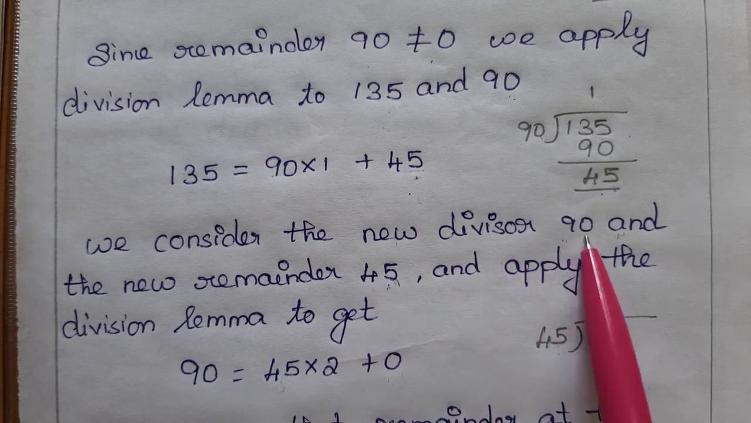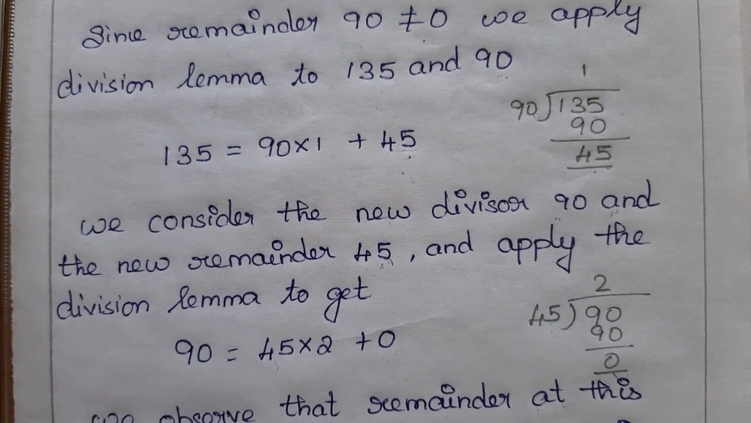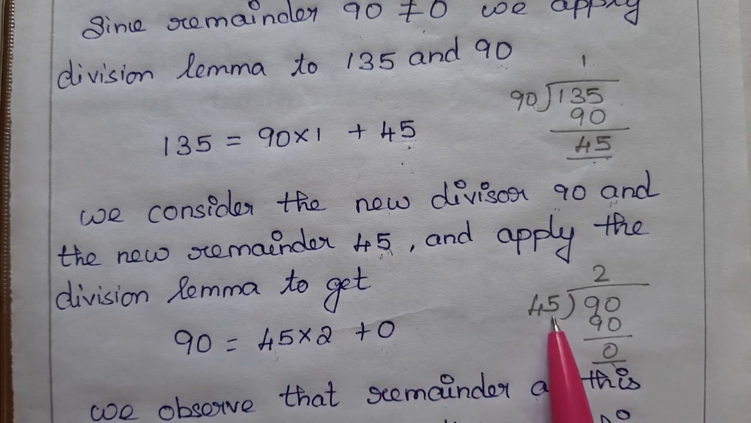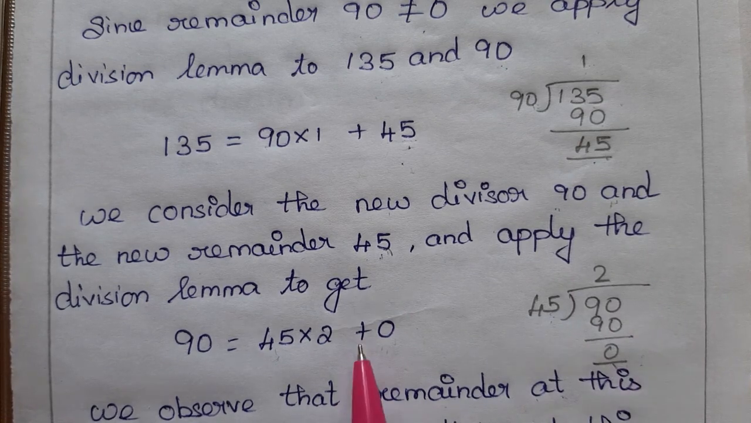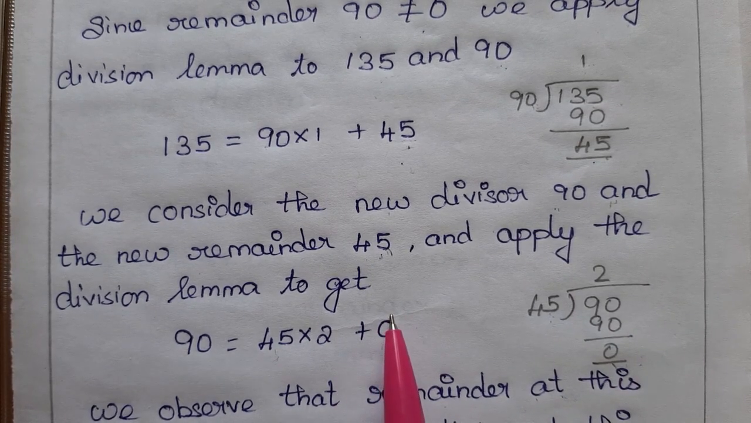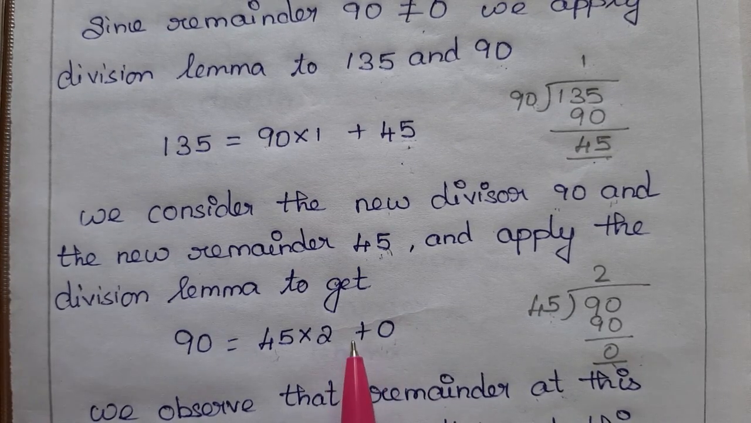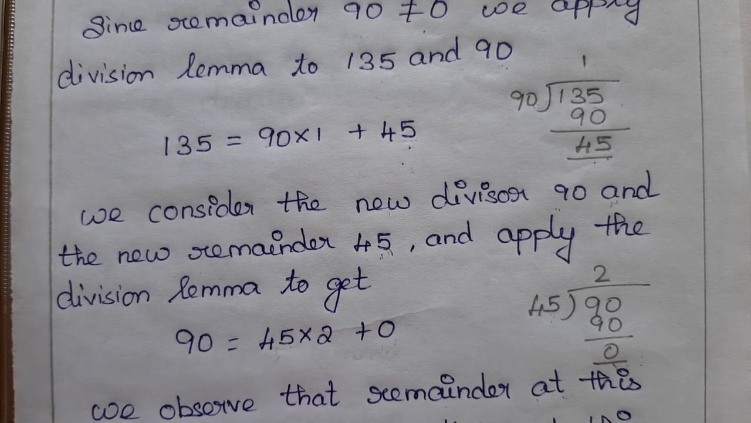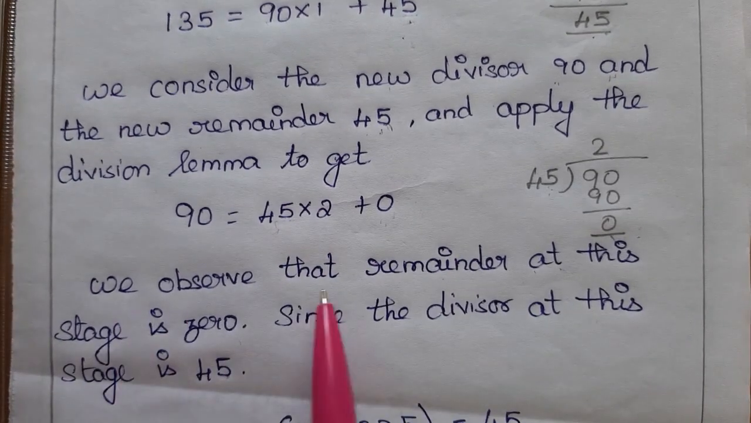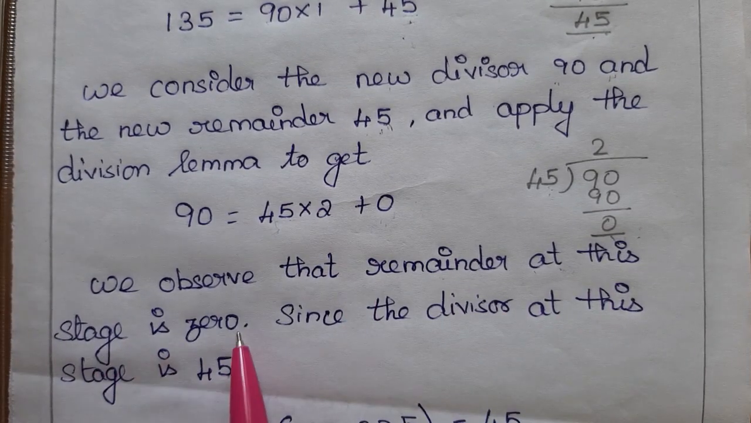You can see 90 is a multiple of 45, so 90 divided by 45 gives 2 times, remainder 0. Here the remainder is 0. What did the algorithm say, can you guess? If r is 0, we can stop there. And what will be the HCF? Can you remember from the division algorithm? Yes, the divisor at that stage should be the HCF. We observe that the remainder at this stage is 0.